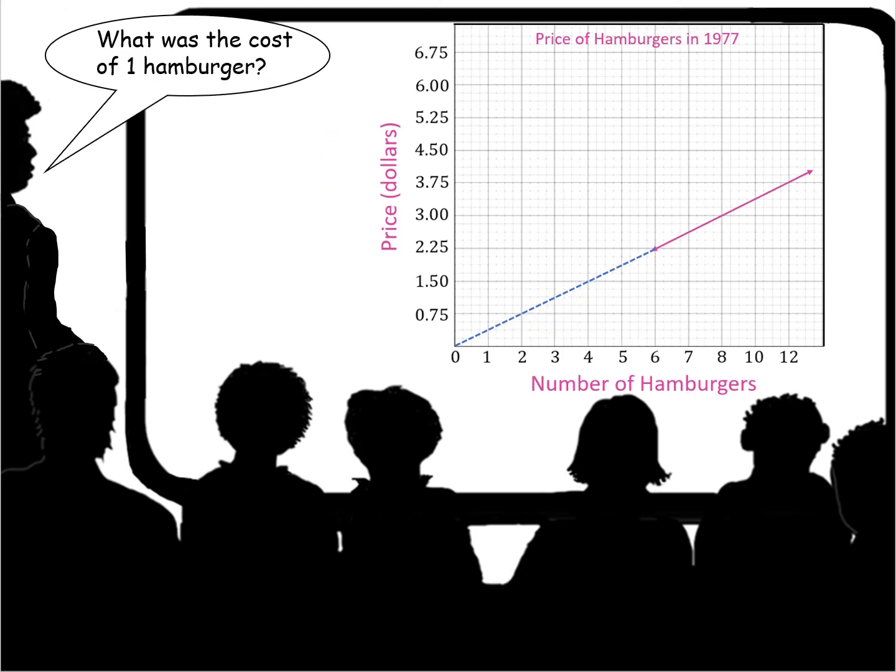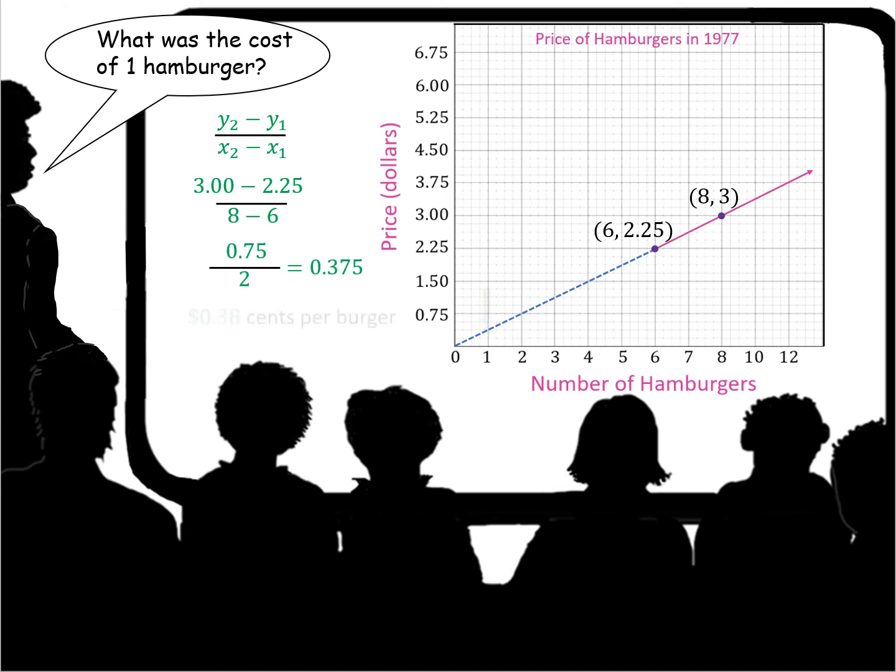And once again, if there is a proportional relationship, the slope would give us the unit rate. And the unit rate in this case would be how much is one hamburger. So again, we're going to use our formula for slope. And we'll plot 2 points that fall on the line. And when we take the change of y over the change of x, we find that each burger, or one burger, would be about 38 cents. It's 0.375, but we would round it to 38 cents. That's what it would actually cost.